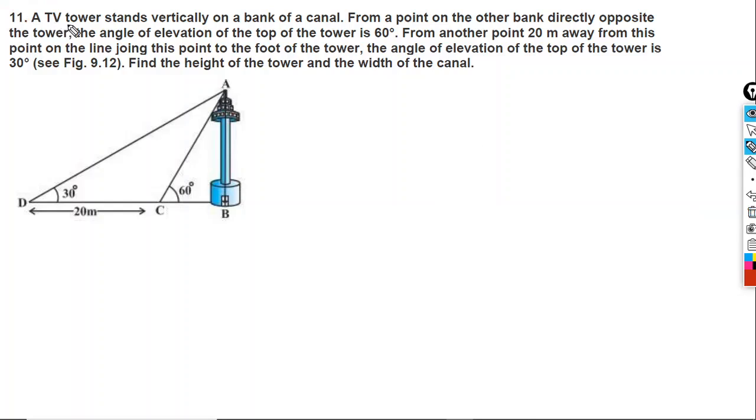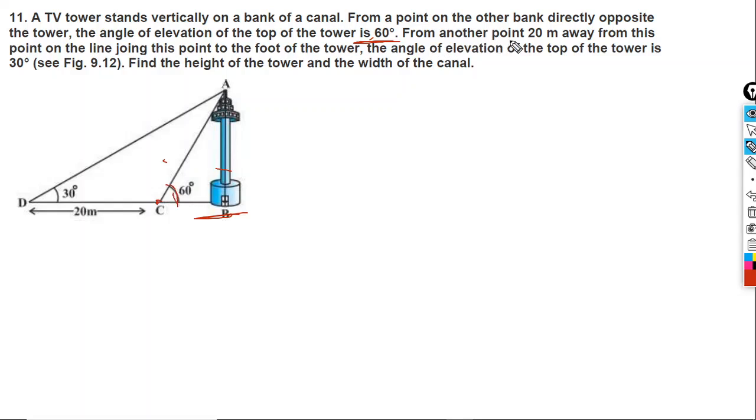Question: a TV tower stands vertically on a bank of a canal. So a TV tower is there, which is standing vertically on a bank of a canal. Now from a point on the other bank directly opposite the tower, the angle of elevation of the top of the tower is 60 degrees. So from a point, the angle of elevation of the top of the tower is 60 degrees.